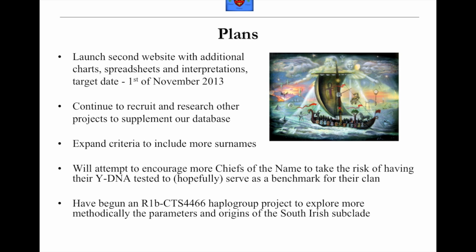Now, in addition to that, the last point is that we are in the midst of creating a haplogroup project for the CTS4466, which identifies the South Irish, with the expectation to explore more methodically the parameters and origins of the South Irish subclade itself. So, as they say in Kerry, there you have it. Thank you.